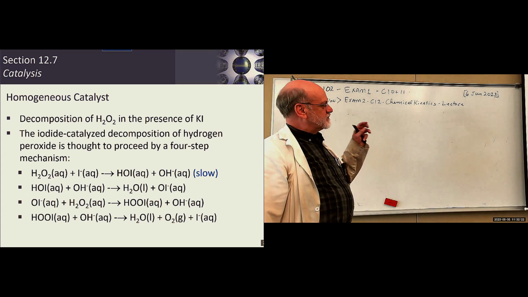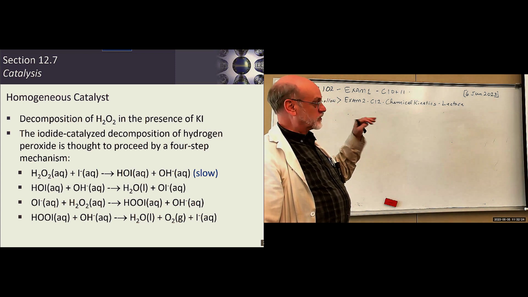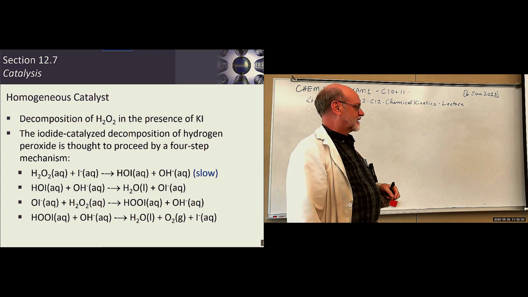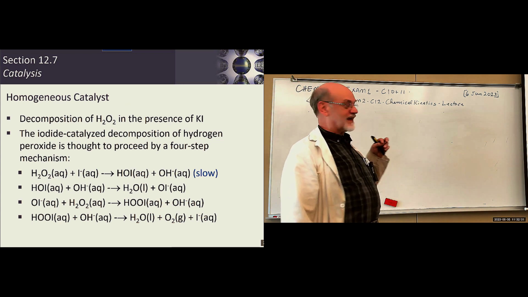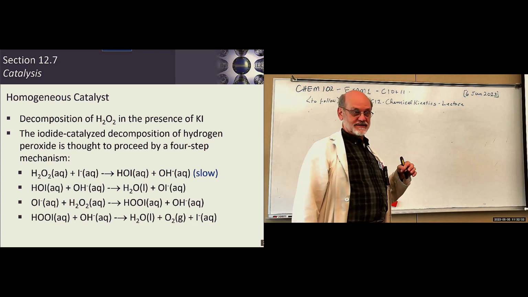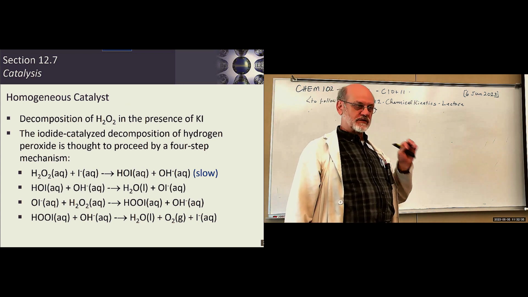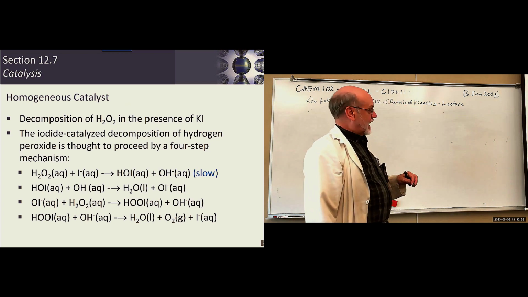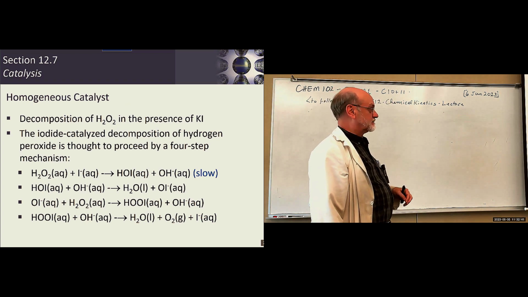So this is the mechanism for that reaction. It's got 4 steps. And the slow step is that first one, to produce oxygen with iodine as a catalyst. Potassium iodide was in solution. The woman poured it into her Erlenmeyer flask. And this is the reaction that occurred.